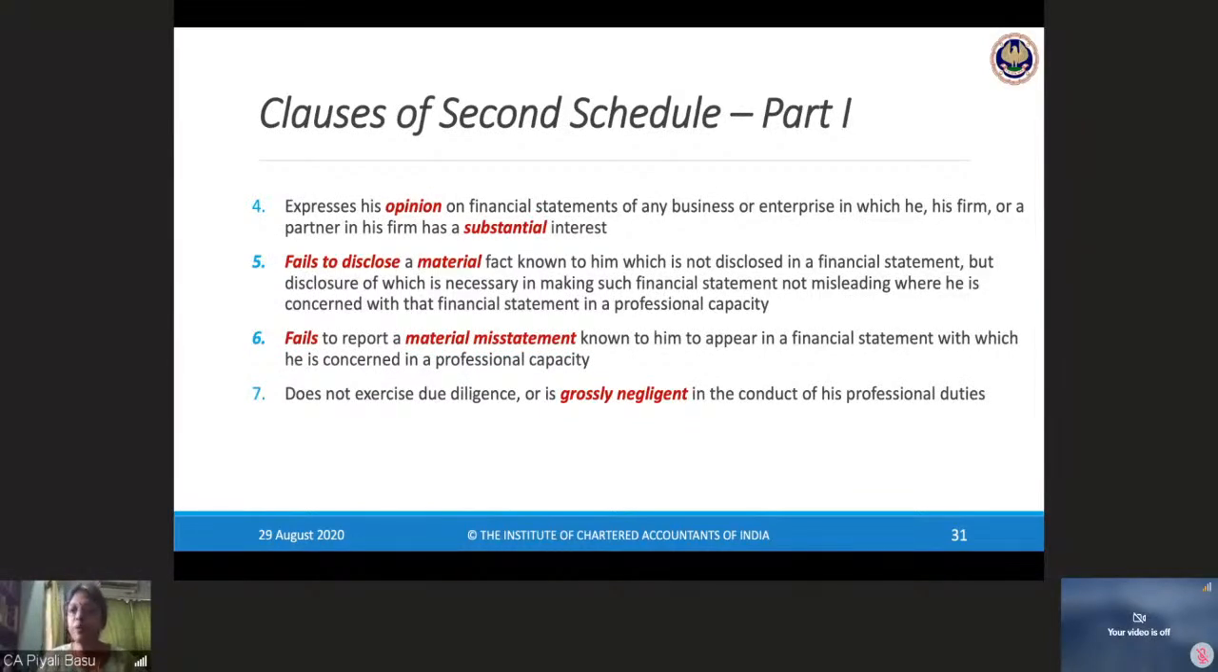Okay, fails to report, and it is a gross violation on the part of a member in practice, that we fail to report a material misstatement known to him to appear in a financial statement with which he is concerned in a professional capacity. It means you are auditing, in whatever capacity. Please remember, not necessarily statutory audit, all kinds of audit. All kinds of audits are covered.